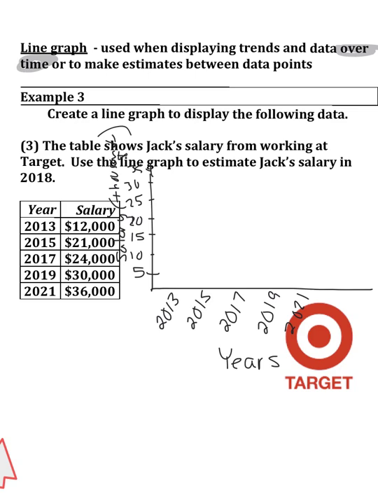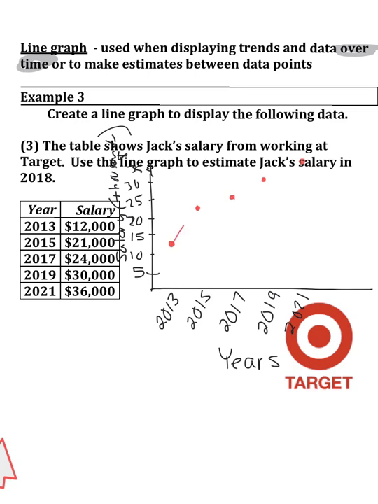Okay, so as I said, we're going to do dots. So for 2013, he was at 12,000. So try to get that as close to 12,000 as you can. In 2015, 21,000, which is going to be just slightly above the 20,000. 2017 up to 24. 2019 up to 30. And it looks like he's scheduled to make 36,000 in 2021, which would be up here.